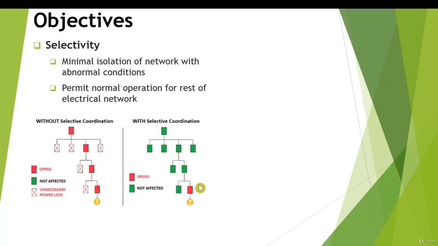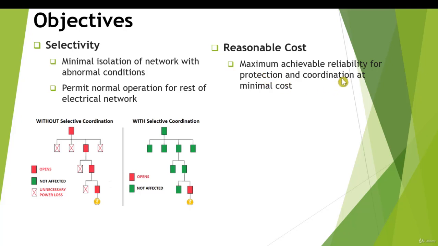Now with selective coordination, if fault is applied here, only the protection device close to the fault will sense this fault and isolate the faulty component from the system without affecting the remaining electrical system. The next objective is reasonable cost, where it should achieve the maximum reliability for protection and coordination with minimum cost.